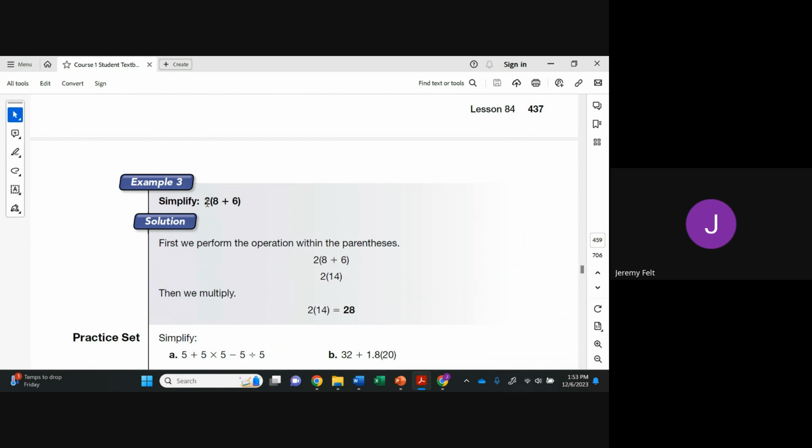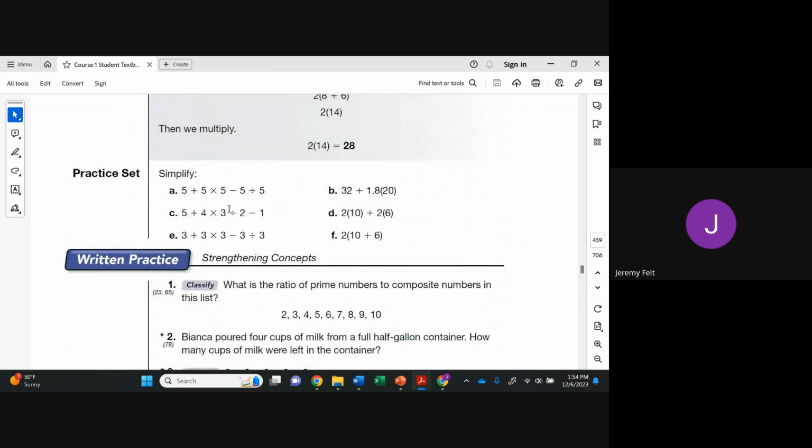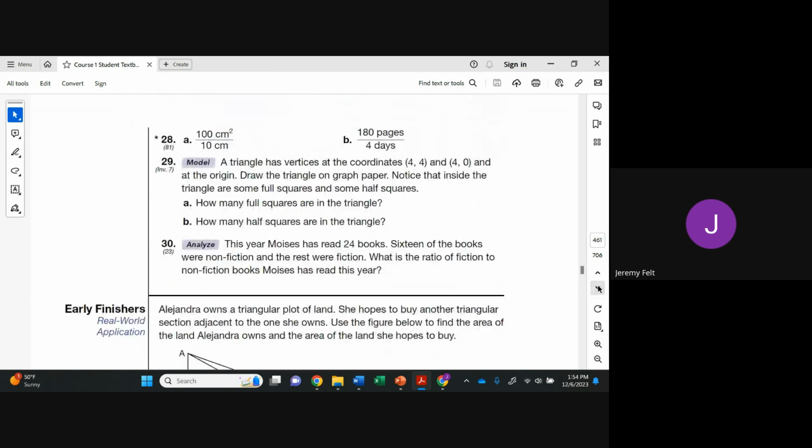Okay, this we could use distribution, which we'll talk about down the road, so I don't really want to get into that. Since we have 2 numbers in here, we would do the addition first because it's in the parentheses, or group symbols. So 8 plus 6 is 14. 2 outside of this number means multiplication. So if you ever see a number next to a number in parentheses, it's multiplication. It may not have one of the symbols we've used, but we know it's multiplication. So 2 times 14 is 28. Okay, we'll go over these practice set problems as a class.